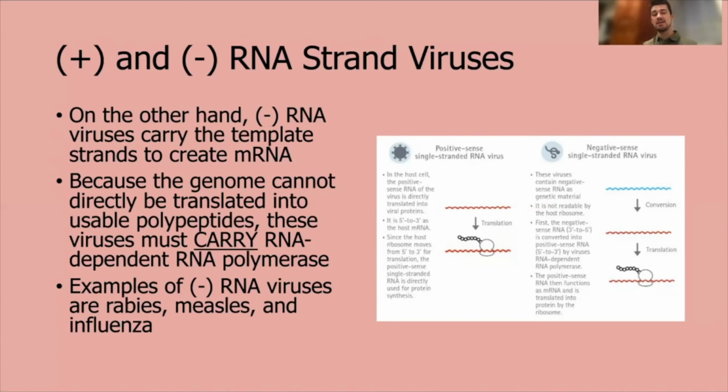So these negative strand RNA viruses have to have this protein already created in order to function and create more. Because the genome can't be translated into usable polypeptides, they have to carry the RNA-dependent RNA polymerase. Examples of these RNA viruses are rabies, measles, and influenza. If you want to take a minute as well, you can look to the right. There's a little bit more information about positive sense RNA viruses and negative sense RNA viruses.